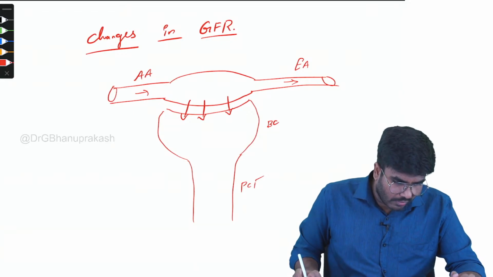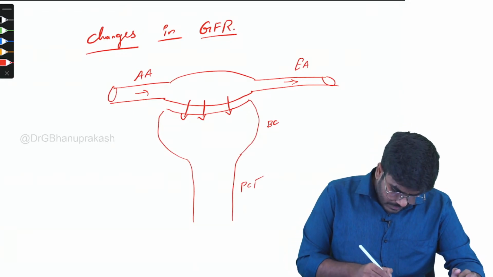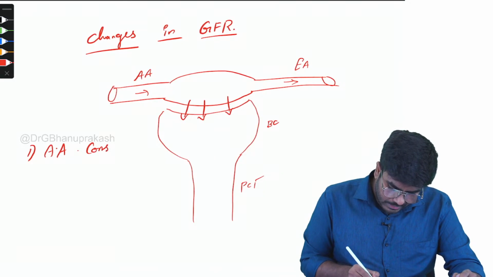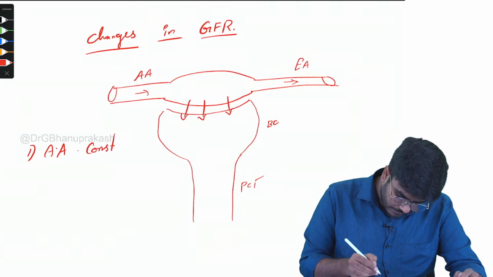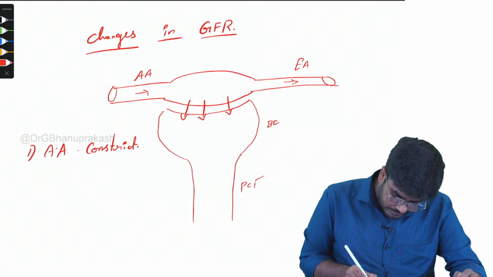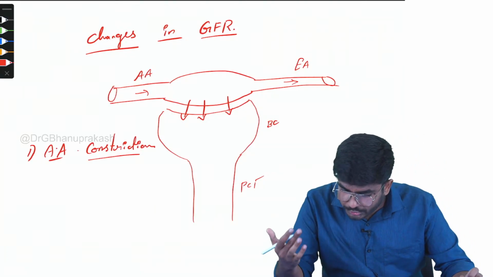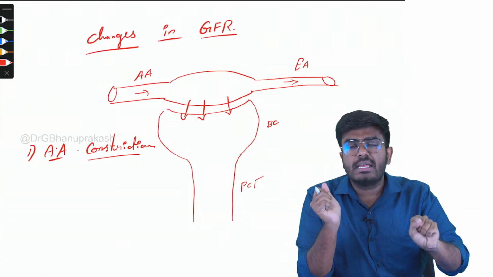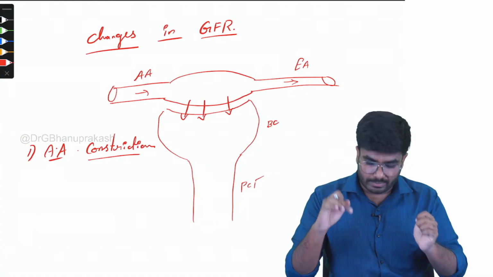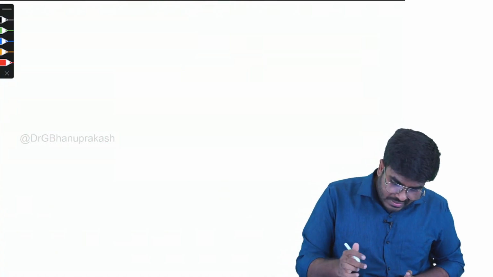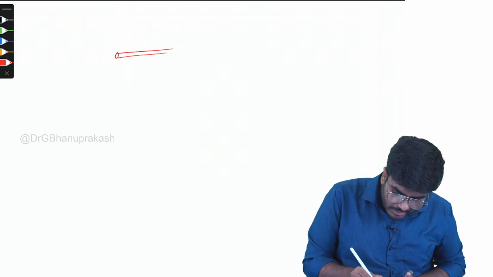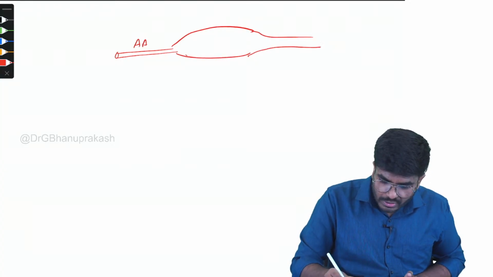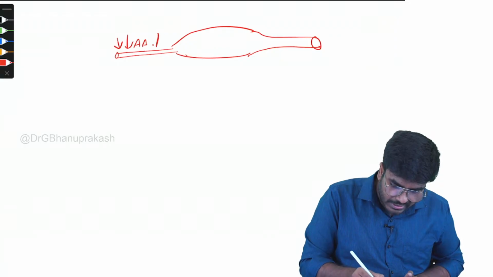Now let's take an example of a condition, first condition, afferent arteriolar constriction. Now guys, I just want you to answer. If there is afferent arteriolar constriction, if the afferent arterioles are constricted, what happened to GFR? You think logically and tell me. See here, this is how it will look. Afferent arteriole became very much smaller. These are the glomerular capillaries, and here is the normal efferent arteriole. Now afferent arteriole is constricted so much.